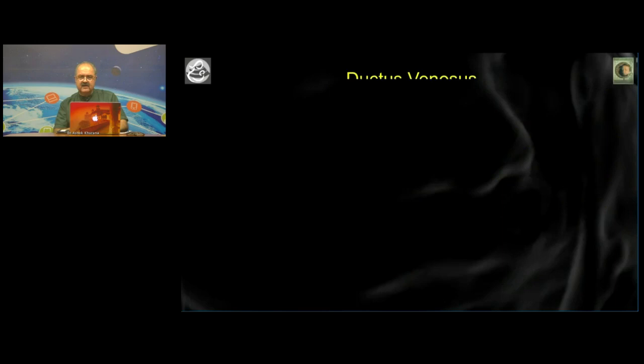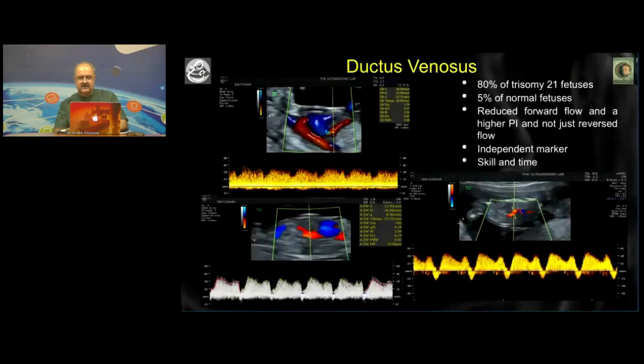We realized that the ductus venosus is useful as an independent marker for trisomy 21. 5% of normal fetuses might show it, but the important thing is that the criteria have changed. We used to firmly believe that the image on the right, with the reverse flow at the end of the cardiac cycle, is characteristic. However, we do realize that the bottom image on the left, which shows reduced forward flow in the A wave, is equally important, and that the importance is not reverse flow, but an altered PI, which is a higher PI, and not just reverse flow. So that is the change that we have seen over the last few years.